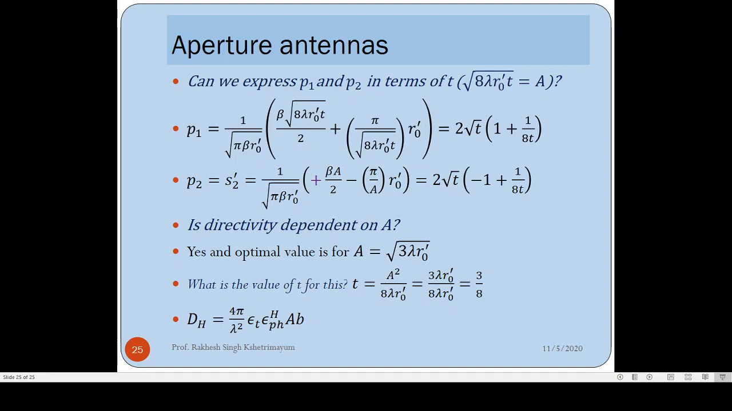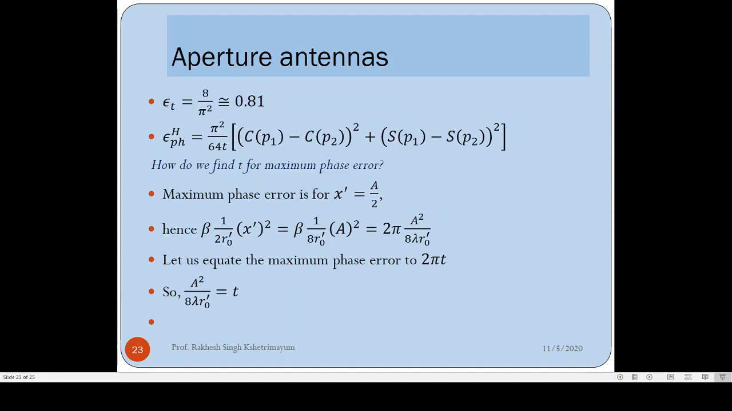So the question is, can we express P1 and P2 also in terms of T, so that the expression for the directivity will be dependent on the T variable for epsilon t and epsilon? Basically we want to find the directivity. Directivity has 4 pi by lambda square, where lambda is the wavelength, A into B, the waveguide dimension, and this 0.81 term. In this expression, we want all the terms to be dependent only on one variable, T. We have already seen that there is a dependence of this term on T. So I want to express even P1 and P2 in terms of T, so that I can easily find this epsilon due to phase changes only in terms of T. Once I know T, I can find this. So I want to express P1 and P2 in terms of T.